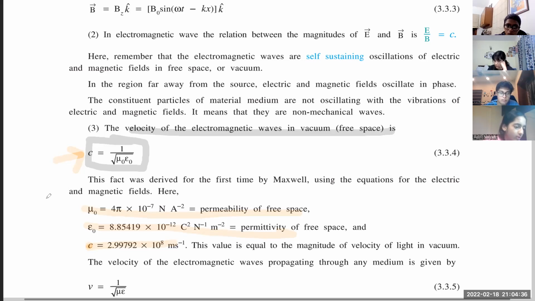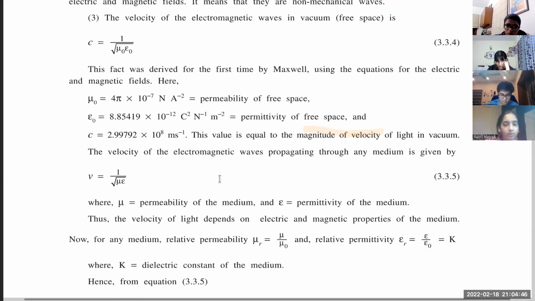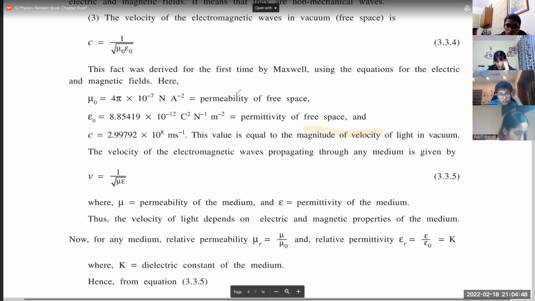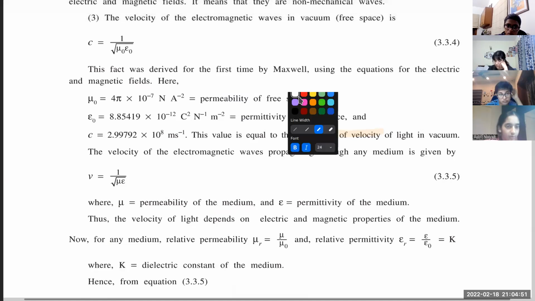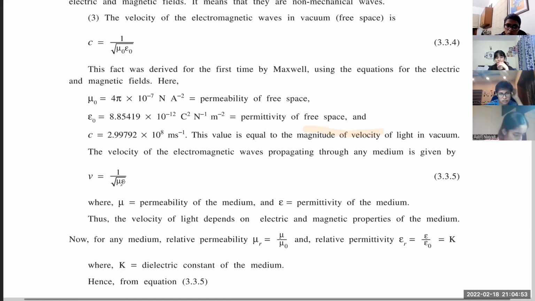C is 1 by root of mu naught epsilon naught, yeah, everyone has written this. Yes, sir. And this formula is only when the waves are in vacuum, right? Yes, it is in vacuum. When it is in some medium, then the formula becomes this without the subscript, of course, because it is not vacuum. So epsilon naught, mu naught are subscript specifically for vacuum.